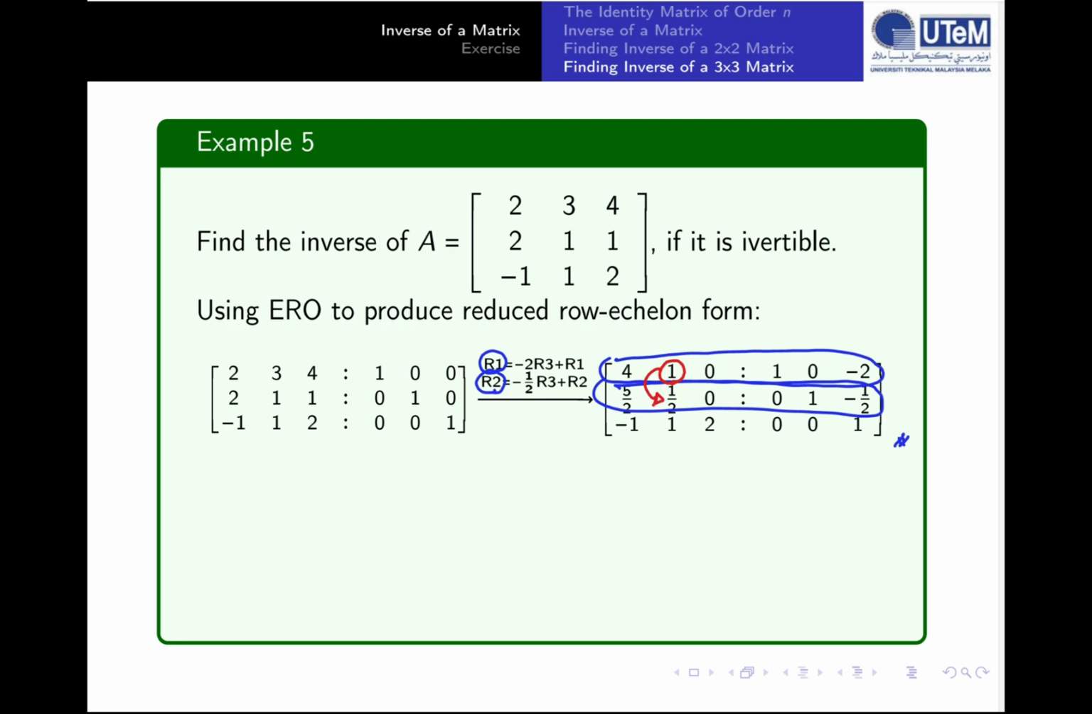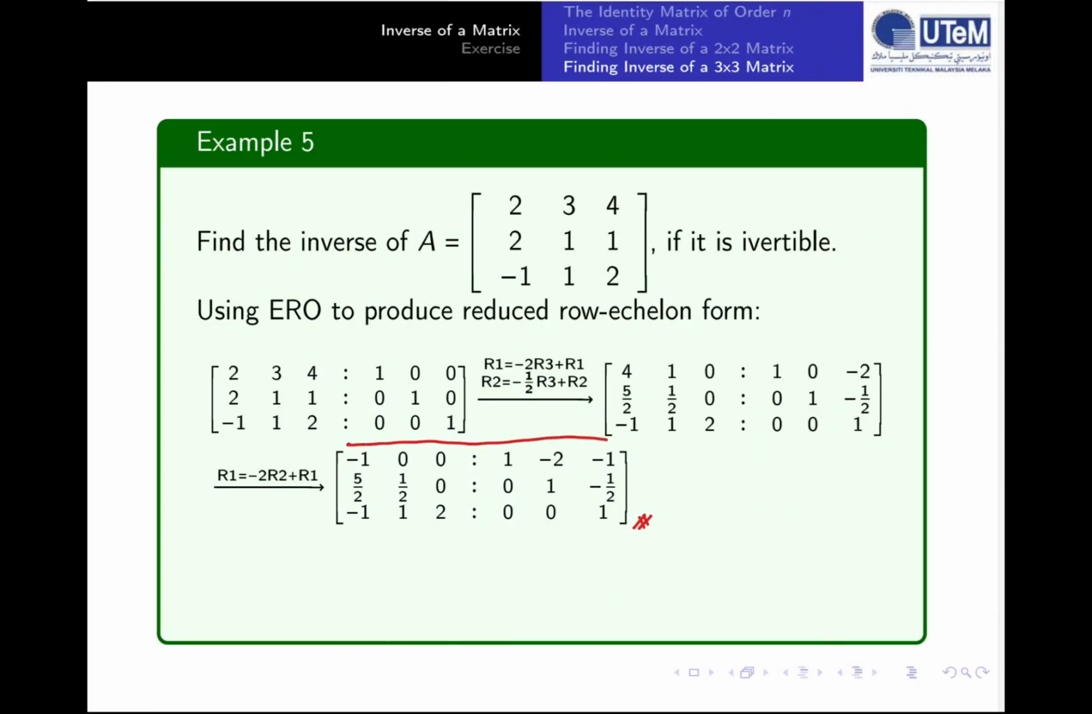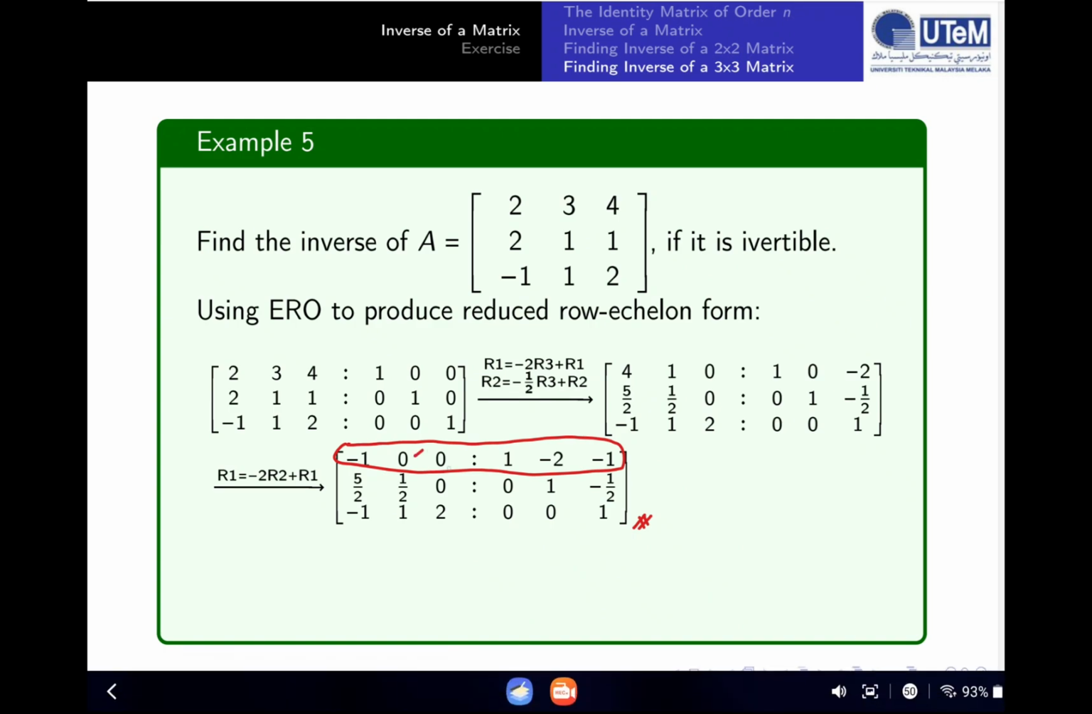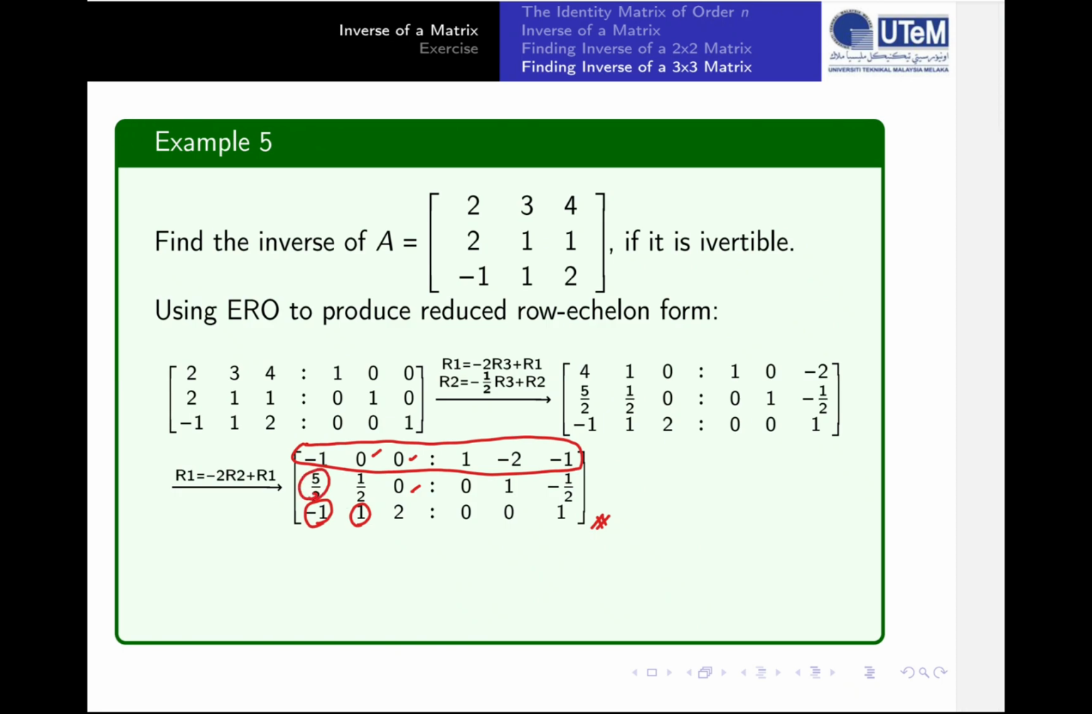So we can put the formula row 1 equal to negative 2 row 2 plus row 1. So we can get this matrix, where row 1 has already changed. Now this upper part is already equal to 0. Next, our aim is to change all these three values to become 0.